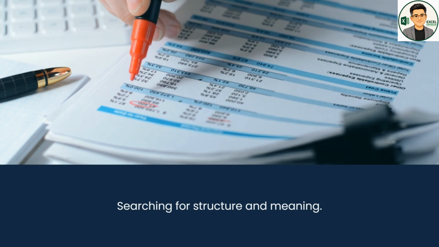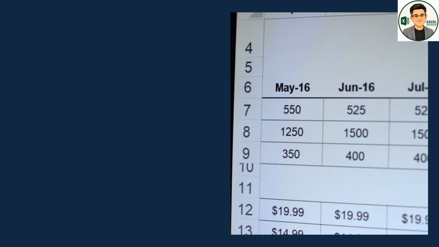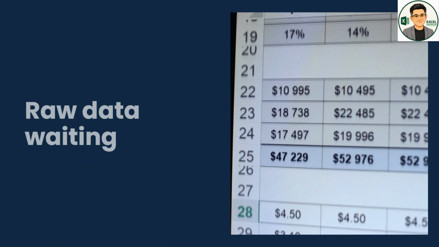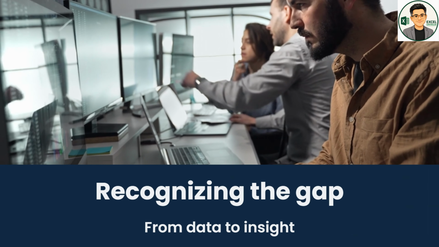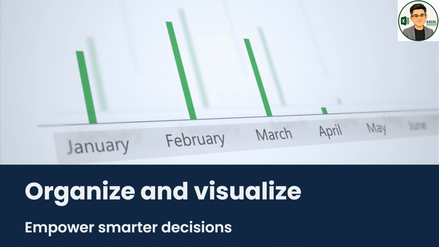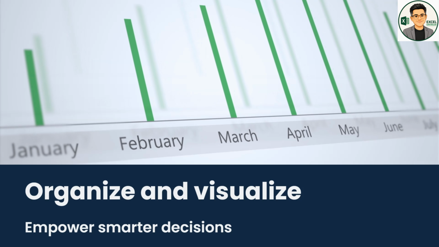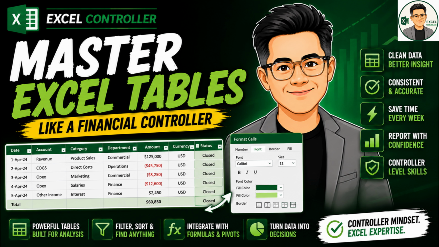The problem isn't your data. The problem is that your data isn't organized as an Excel table. Tables make your data easier to sort, easier to filter, easier to summarize, easier to expand, and much easier to maintain as your business grows. Throughout today's lesson, we're going to build several examples using realistic financial information. You'll learn exactly what tables are, why controllers use them, when to use them, and how they can make almost every reporting task easier. By the end of today's lesson, you'll understand why tables are one of the first things I create whenever I receive a new report.